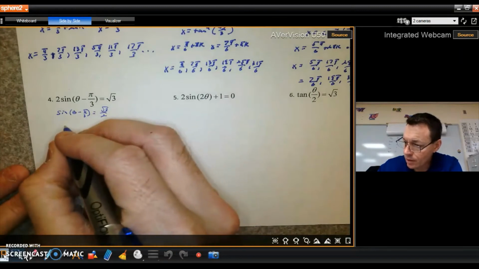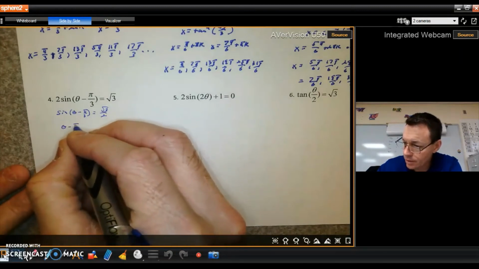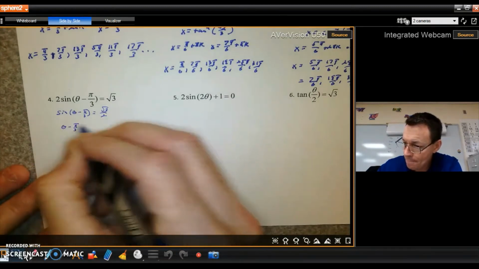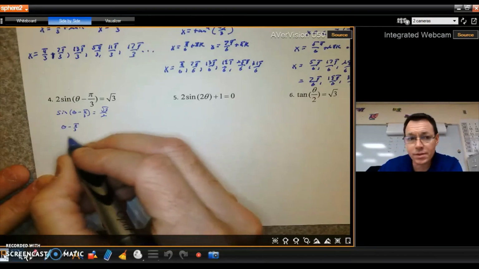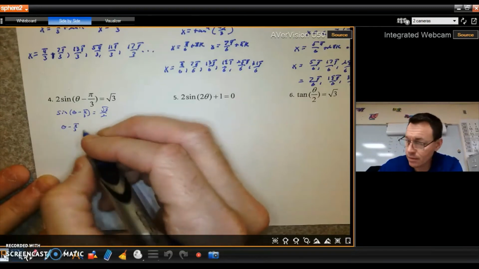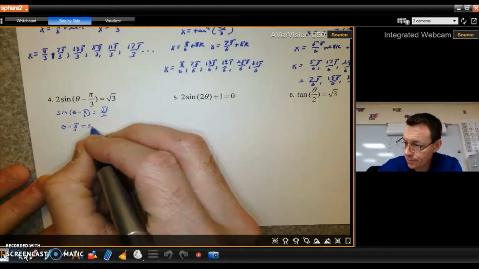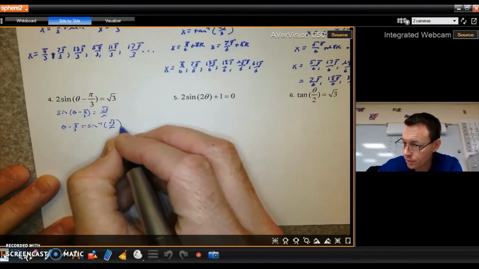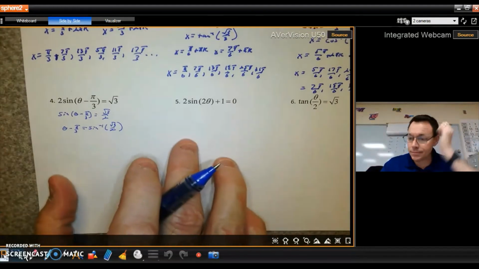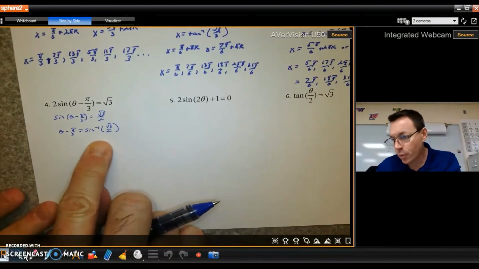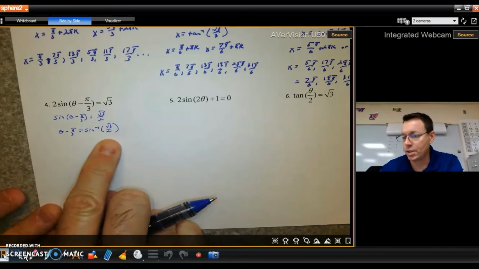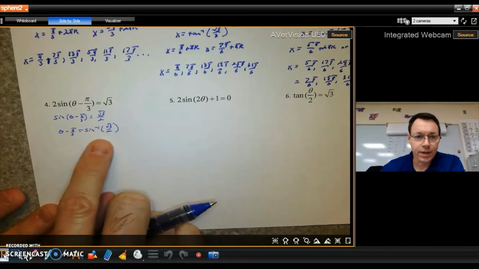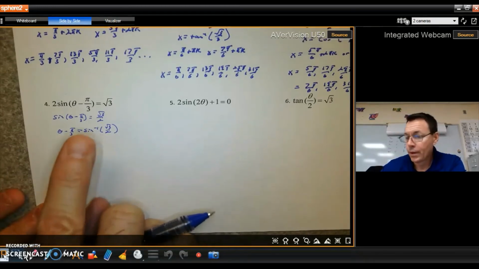Now I can move the sine over, so theta minus. Now I can also drop my parentheses. Now that there's not going to be anything on the outside of my parentheses, I can drop those. So the inverse sine of radical 3 over 2. Now we need to stop. So once you get to the point where you have the inverse sine of a ratio, we need to solve this and figure out what angles, plural, work for this.